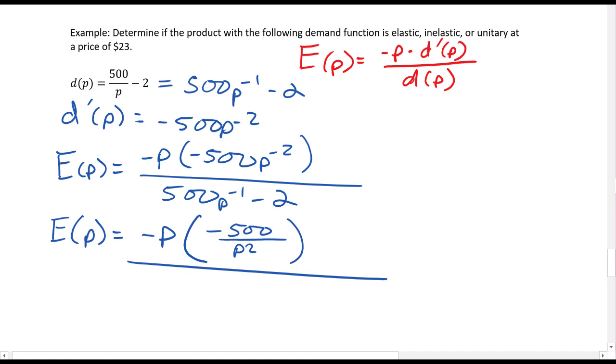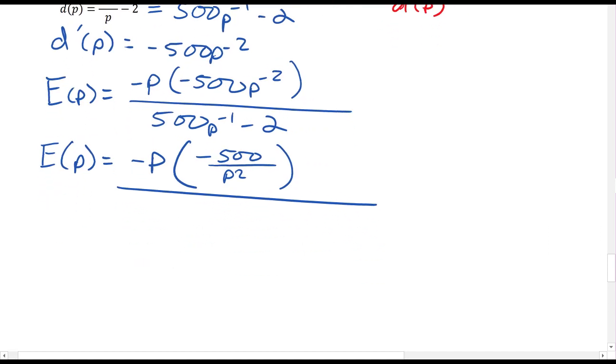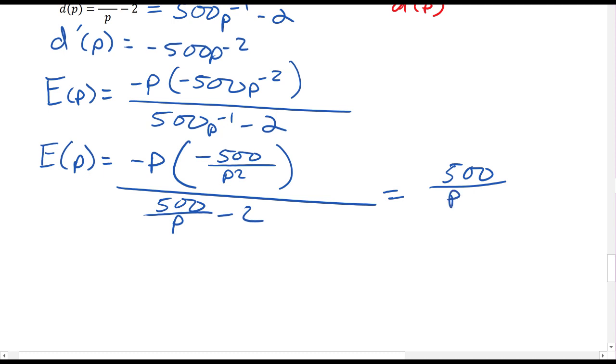Over, now the denominator, we're going to rewrite that as 500 over p minus 2. And then in our numerator, that negative p is going to cancel out some of that p squared in the denominator. And a negative times a negative is going to be a positive. So the numerator is going to reduce to a positive 500 over p, over 500 over p minus 2.